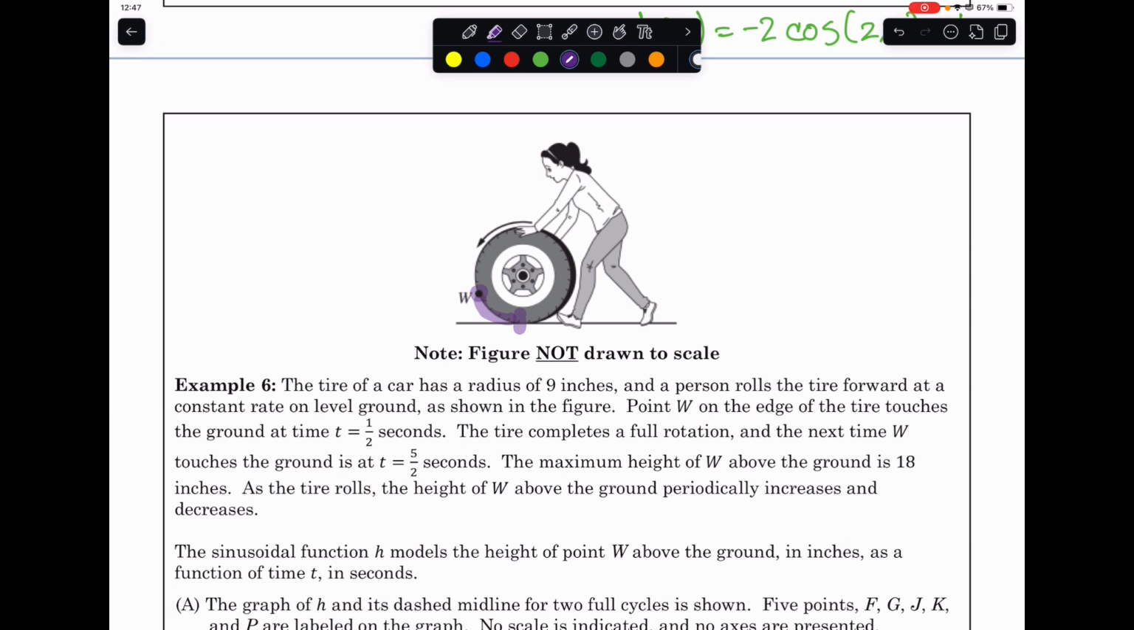Now, the tire completes a full rotation, and the next time W touches the ground is at t equals 5/2 seconds. So from this position all the way over here, until it reaches back at the bottom, a total of 3 seconds have occurred, right? So from here until it touches there, 1/2 second has occurred, and then 5/2 seconds occurs until it goes back around in a complete circle. The maximum height of W above the ground is 18 inches, and as the tire rolls, the height of W above the ground periodically increases and decreases, okay?